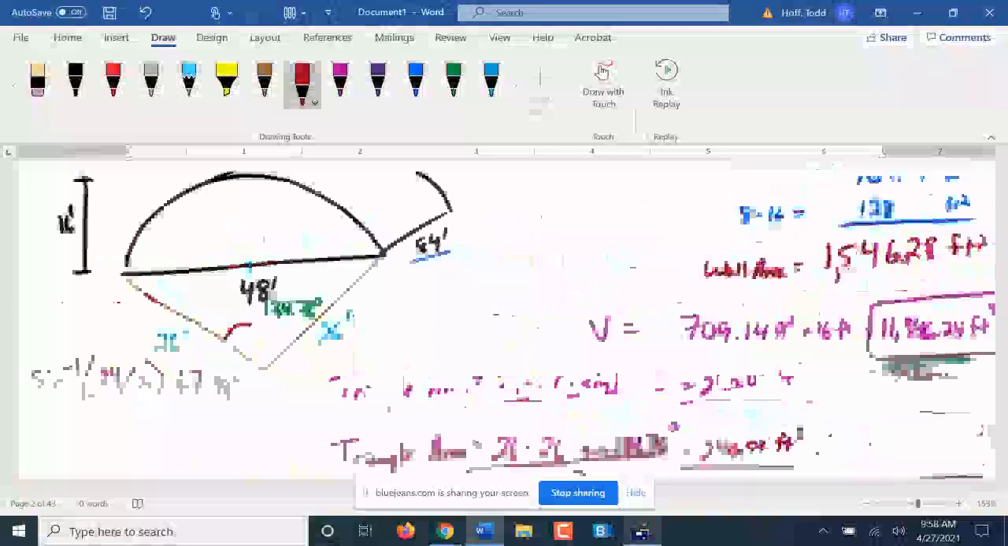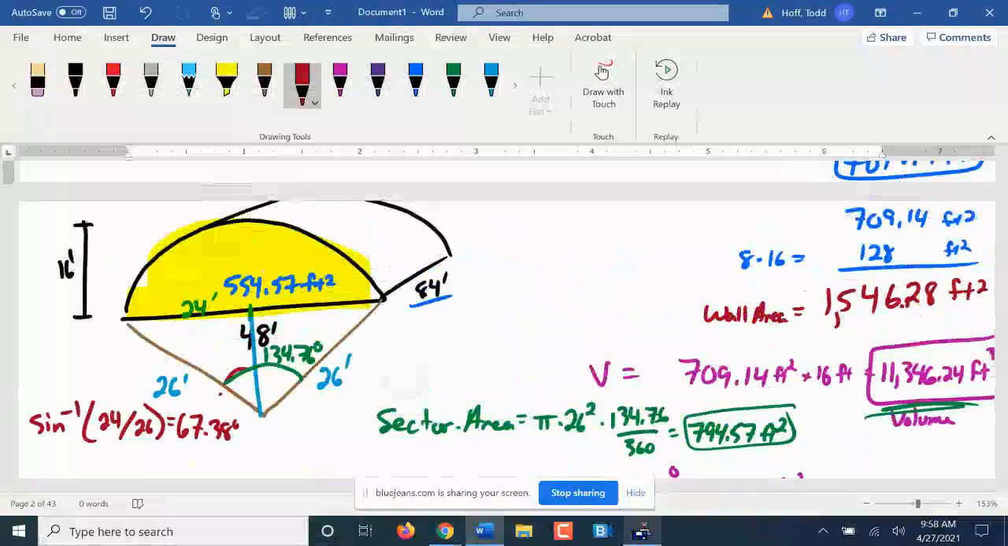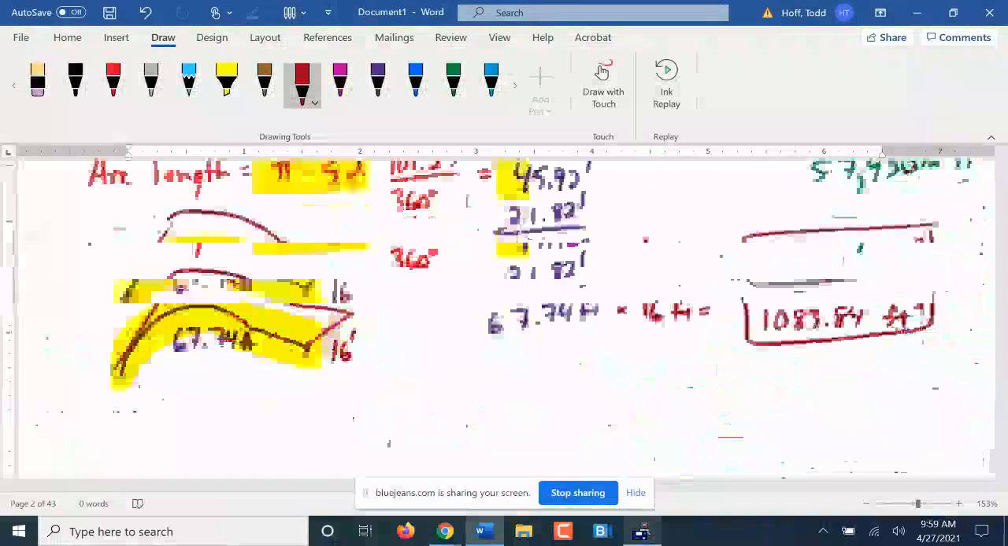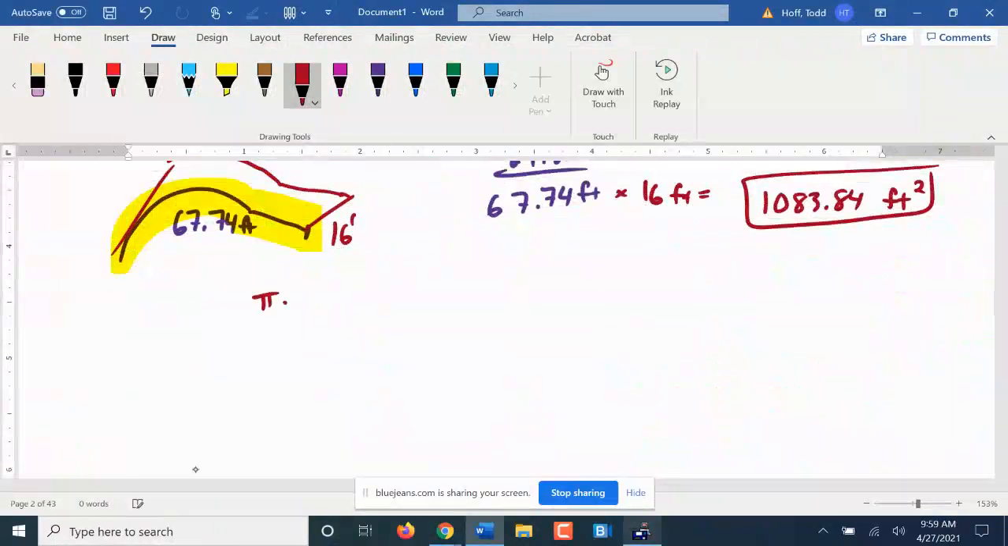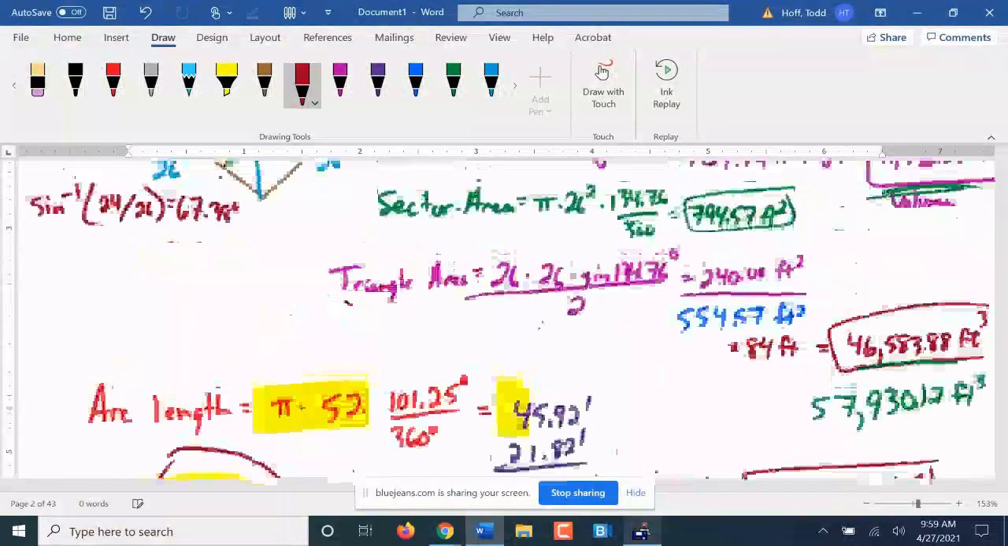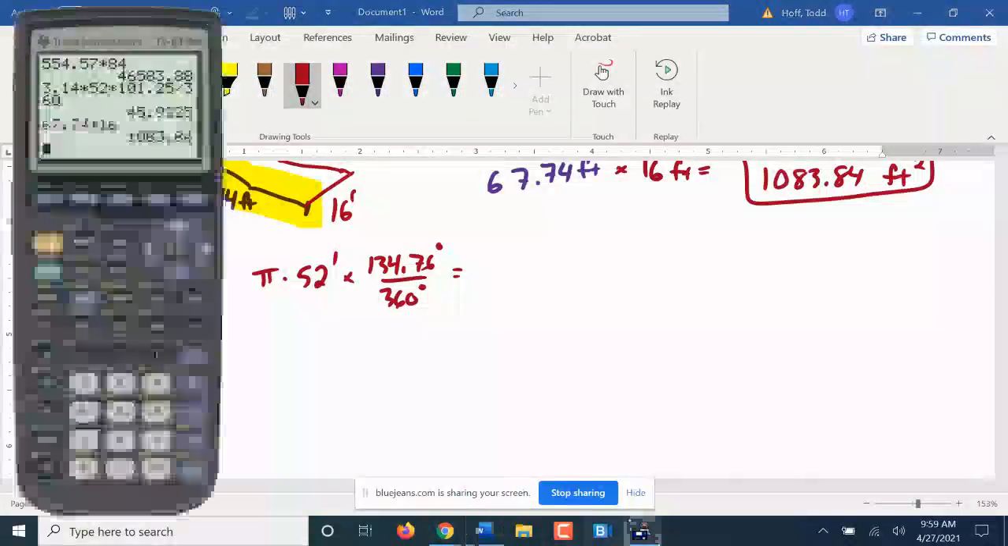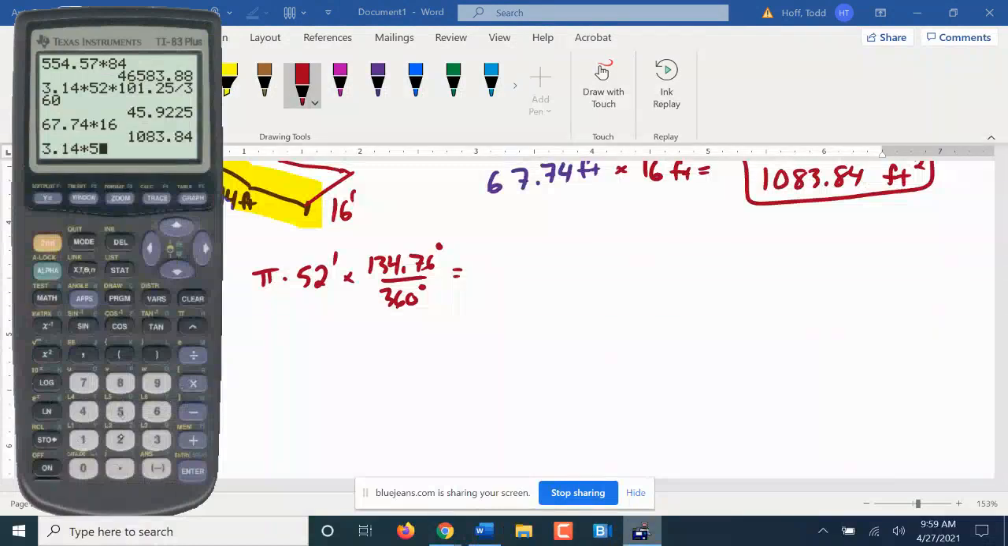Now we have to go back to the portion that does not have the lean-to. That's this portion here. We just need to find this length across here. We have that angle of 134.76. So that's going to be pi times our diameter, 52, because we're looking for the circumference. That gives us the full circumference of the circle, times 134.76 over 360. So 3.14 times 52, that's this whole circle, times the 134.76 divided by 360.